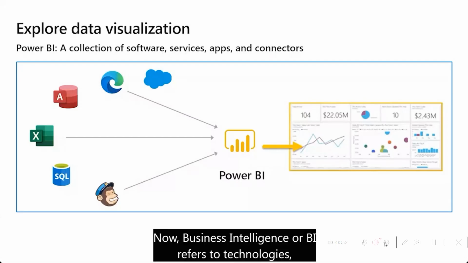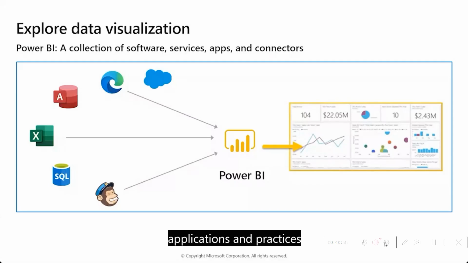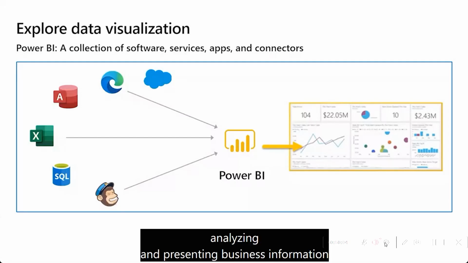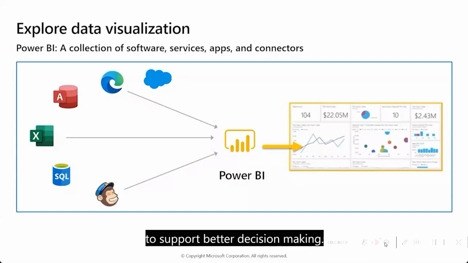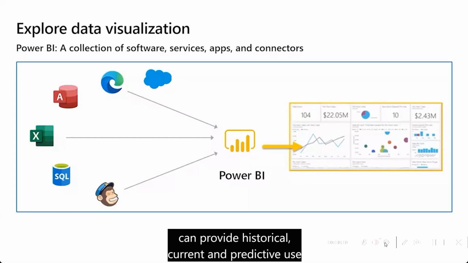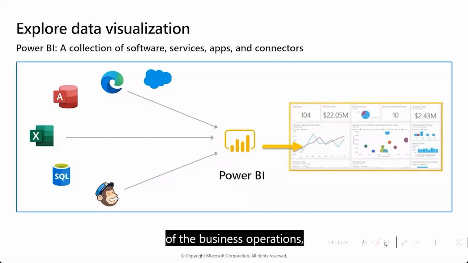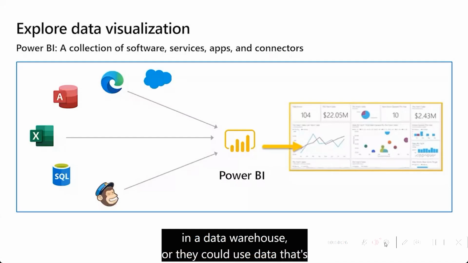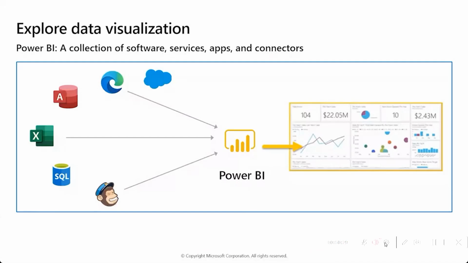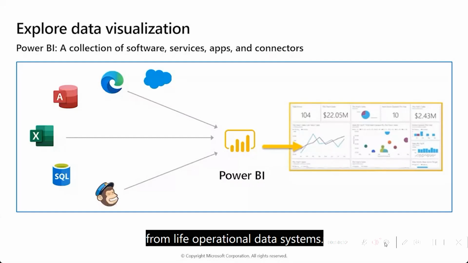Now, business intelligence, or BI, refers to technologies, applications, and practices for collecting, integrating, analyzing, and presenting business information back to the organization. So the main goal or purpose of business intelligence is really to support better decision making. Now, business intelligence systems can provide historical, current, and predictive views of business operations. And often they can use data that's been gathered in a data warehouse, or they could use data that's from live operational data systems.